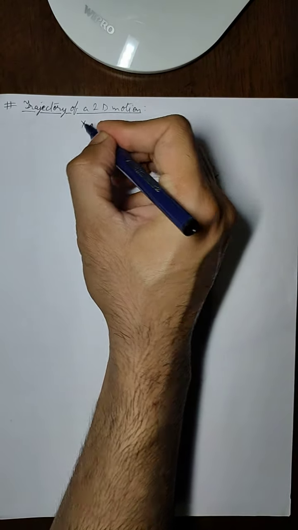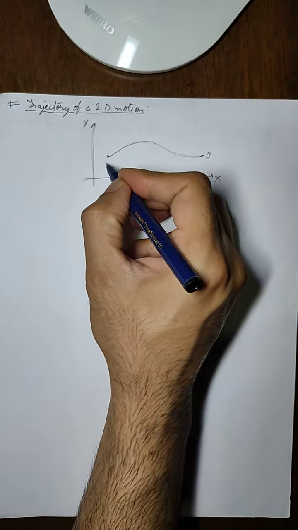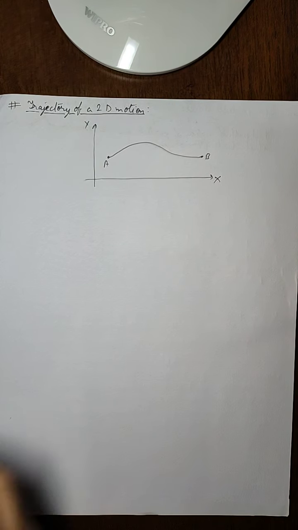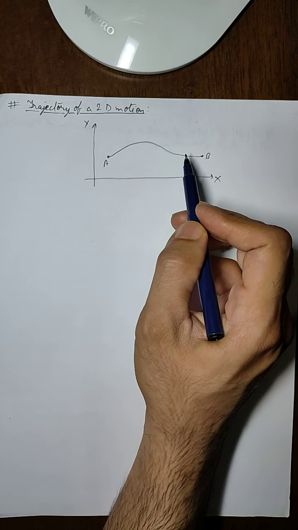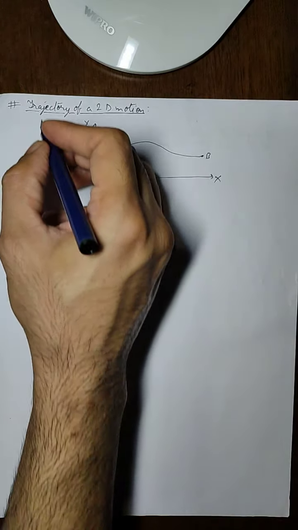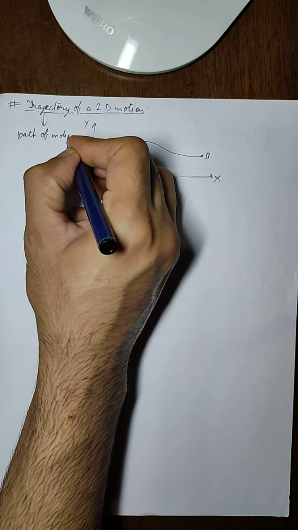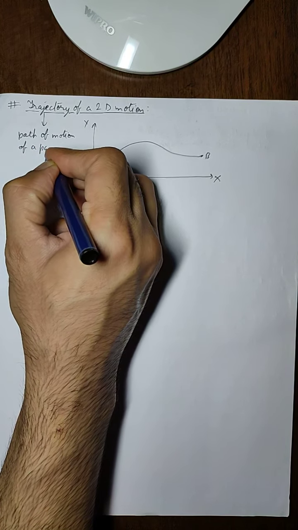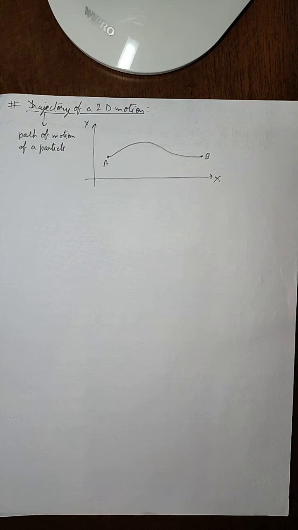So if there is a particle in the XY plane and it is traveling like this from point A to B, then the path that the particle is following from point A to point B is called the trajectory. So trajectory is nothing but the path of motion of a particle. This path can be of any shape, any which way the particle is moving. The direction and the shape of that path is called the trajectory.